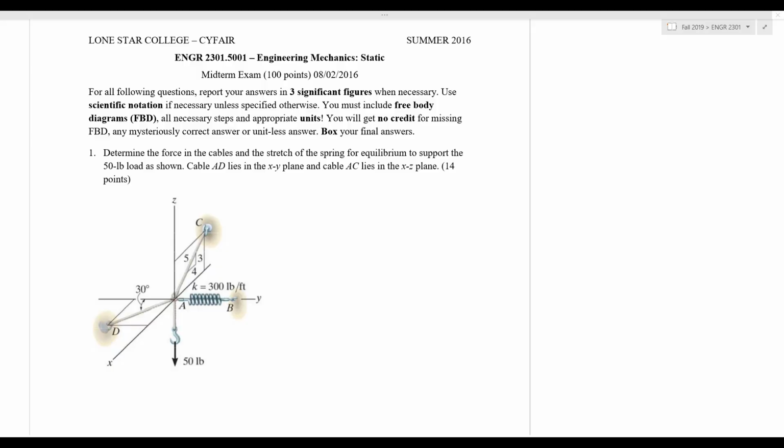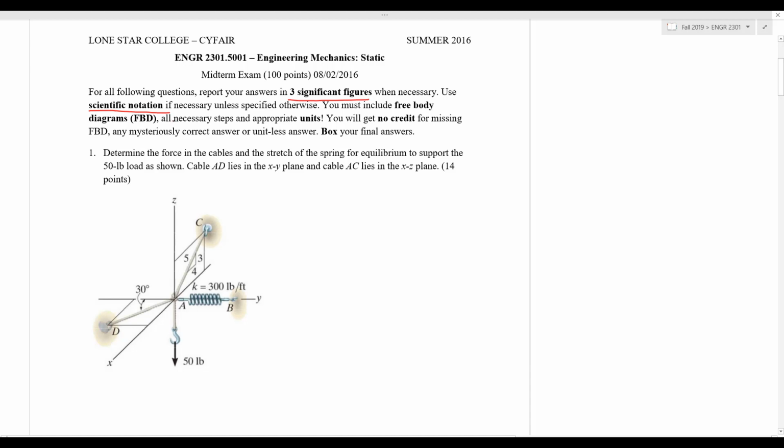Let's look at this practice midterm exam. Before we start talking about the actual problems, let's look at the overall requirements. You are required to report your final answers in 3 significant figures. And you should use scientific notation when necessary, meaning that if your answers are too big, more than 1,000, or too small, smaller than 0.001, for example, then those answers need to be expressed using scientific notation.